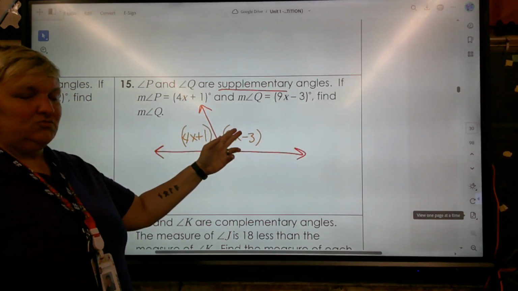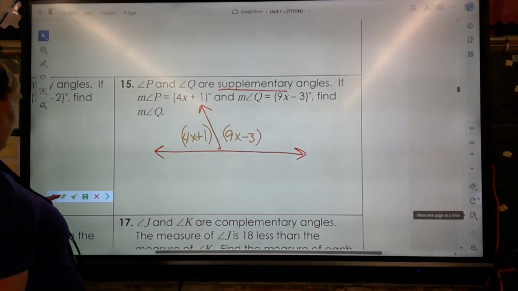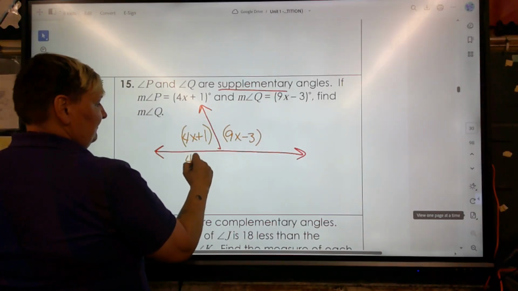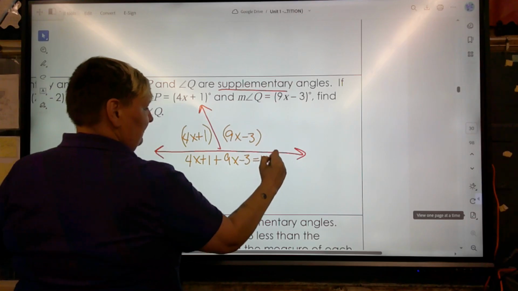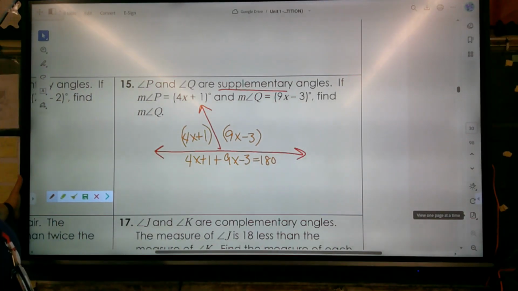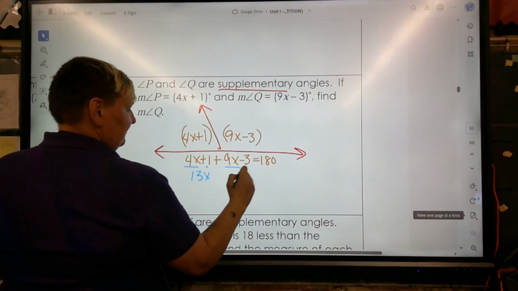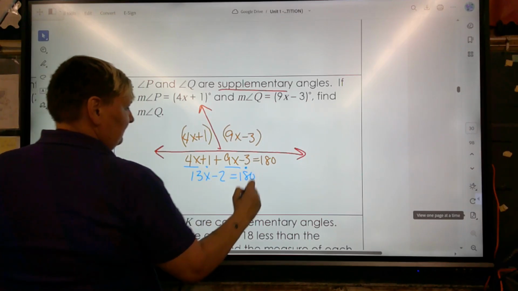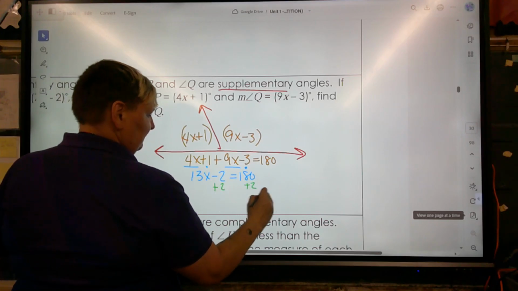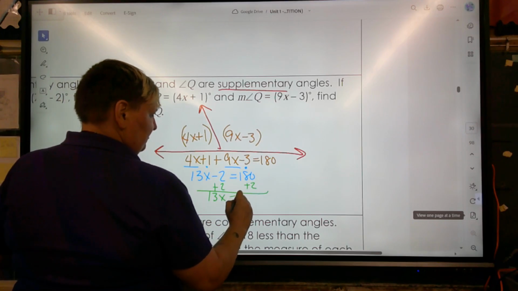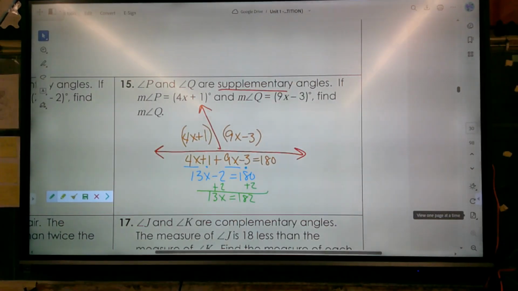We have the angles. We're looking for the total. The total is 180, right? So we're going to add this plus this has to equal 180. Combine your like terms. 13x, negative 2. Cancel your constant. 13x equals 182. What is 182 divided by 13?